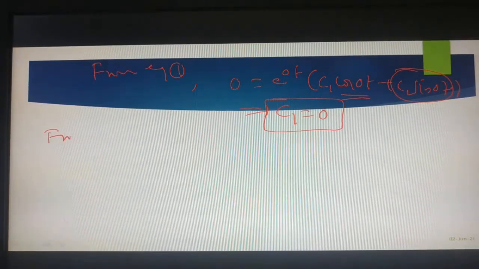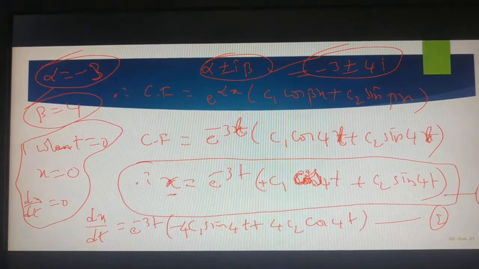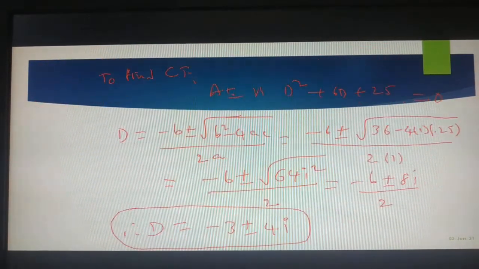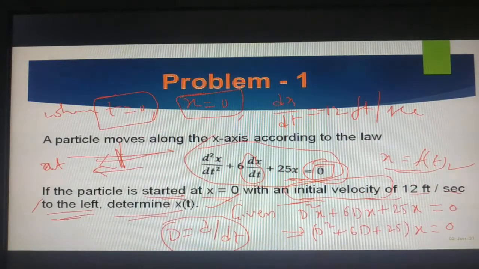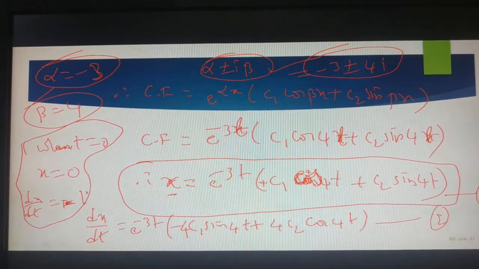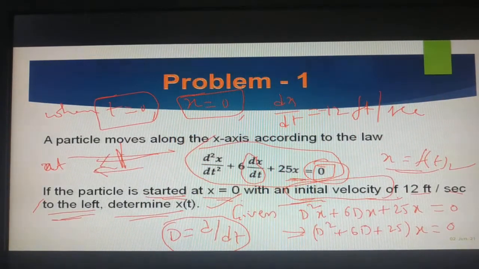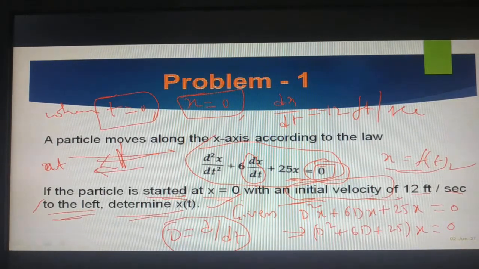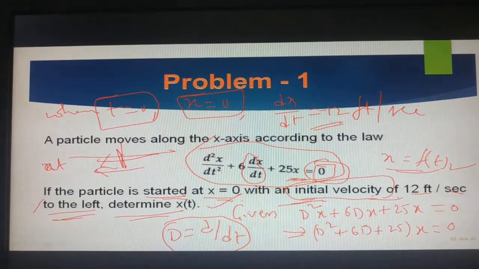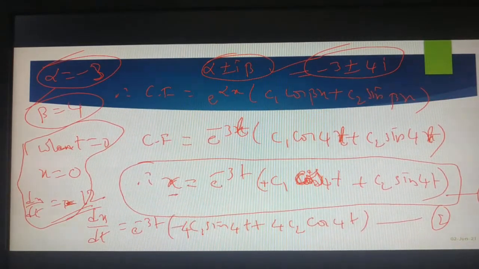Similarly, from equation 2, they are given dx by dt, which is equal to, how much they are given? I think they are given minus 12, right? Yes, the dx by dt value is minus 12. They mentioned the initial velocity, which is dx by dt, going left side. So that will be minus 12. So I can substitute these values in equation 2.